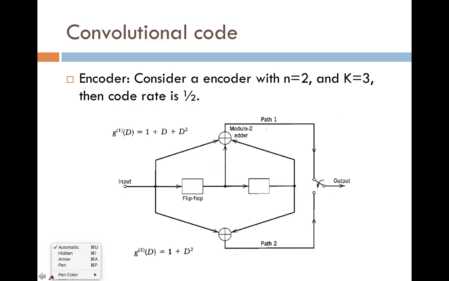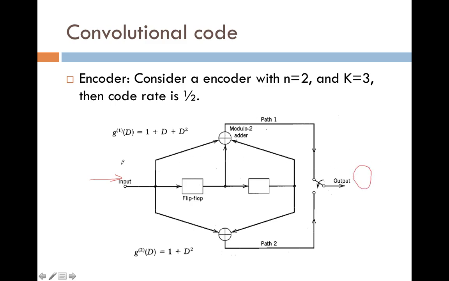For example, take this encoder structure. It consists of two flip-flops, and these flip-flops are connected using modulo-2 adders. The serial input is given here, and the outputs are taken from different stages, that is, before the first flip-flop, after the first flip-flop and after the second flip-flop. The output will be taken here in this particular place.